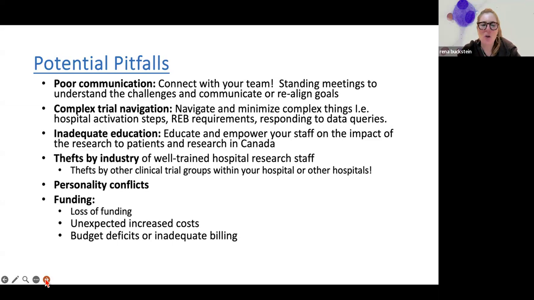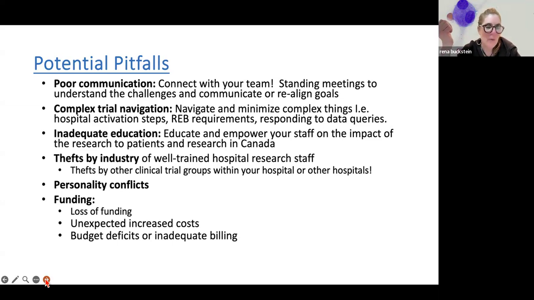So there is definitely a human resource aspect of things that you have to manage. And then other pitfalls are loss of funding. The pharma company, you spent all this time activating a study. It took 6 months of your time, a lot of your research staff's time, and then the pharma company unexpectedly says, we're closing the study. And you've invested all this time and money, and the study's not going to continue. So that's a pitfall that there's nothing you can do about that.